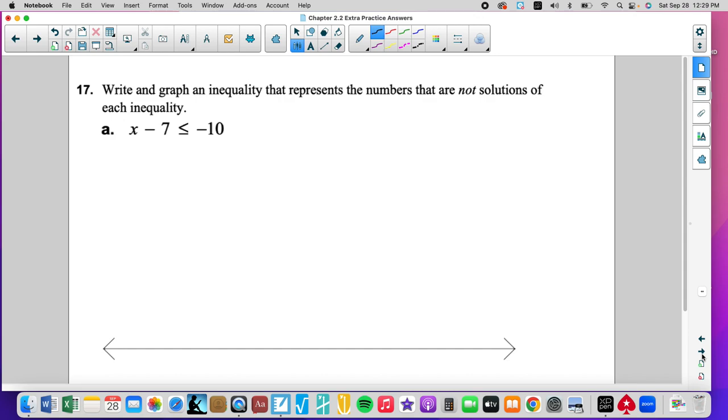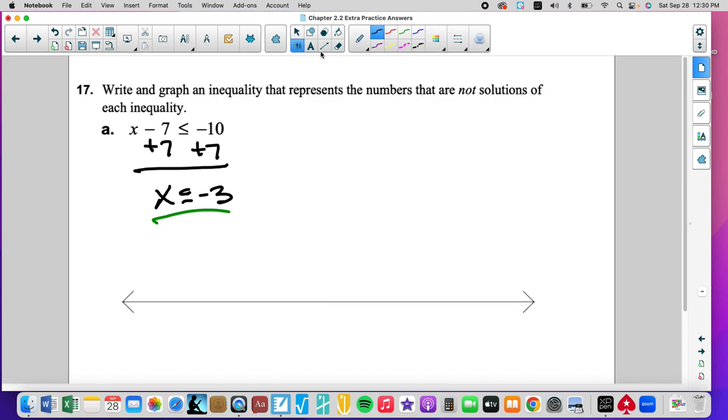Write and graph an inequality that represents the numbers that are not solutions of each inequality. So let's look and solve. Let's see what the solutions for x are. So my solutions are, and we'll do the solutions in green. So let's move this up a little bit. So 0, -3. So my solutions are less than or equal to 3. So these are all the true values.